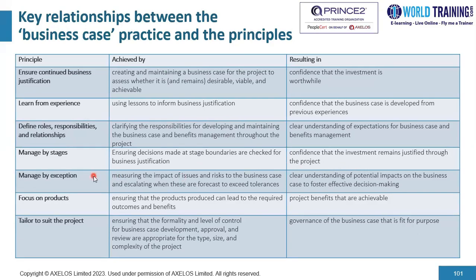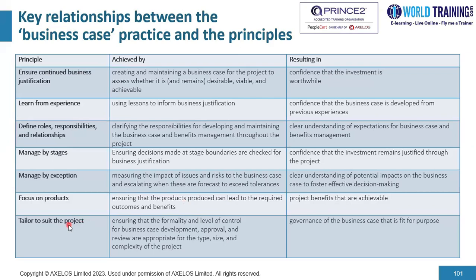And the next principle is manage by exception. Now, this is achieved by measuring the impact of issues and risks to the business case and escalating when these are forecast to exceed tolerances. What does this result in? A clear understanding of potential impacts on the business case to foster effective business decision making. The next principle is focus on products. And this is achieved by ensuring that the products produced can lead to the required outcomes and benefits, thus resulting in project benefits that are achievable.